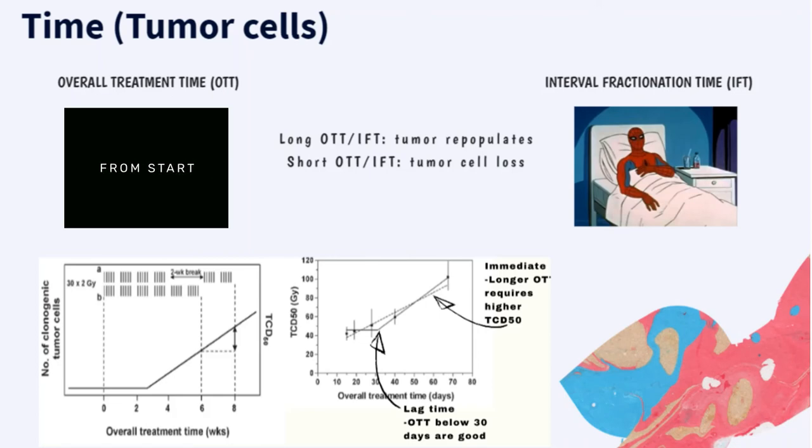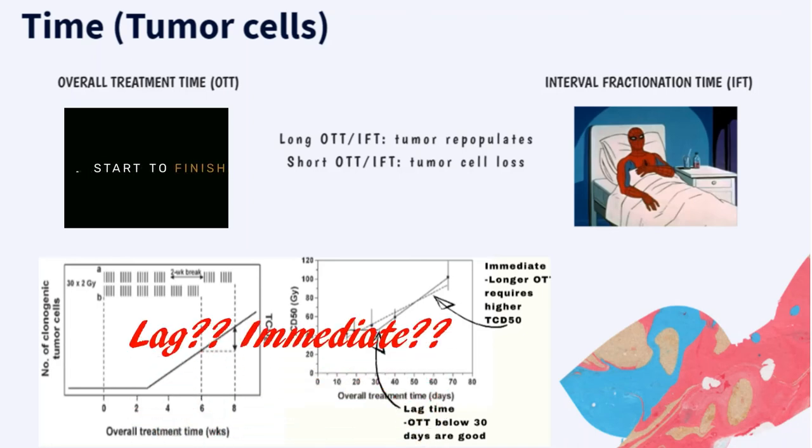Similar to the graph on the left side, the graph on the right side shows, again, that longer time means higher TCD dose. Apparently, there are two types of repopulation behavior. One is with a lag time, and the other is immediately after the treatment. Unfortunately, there is no way for us to know which tumor will behave in what way, because tumor cells individually will be located in various stages in the cell cycle, or they may even be in the quiescent non-proliferating stage. But generally, short OTT is preferred, especially for fast proliferating tumors like head and neck cancer.